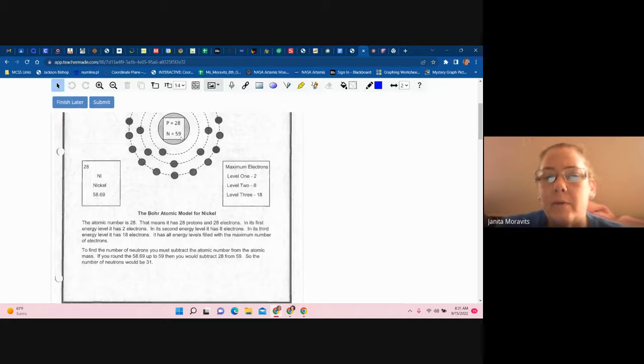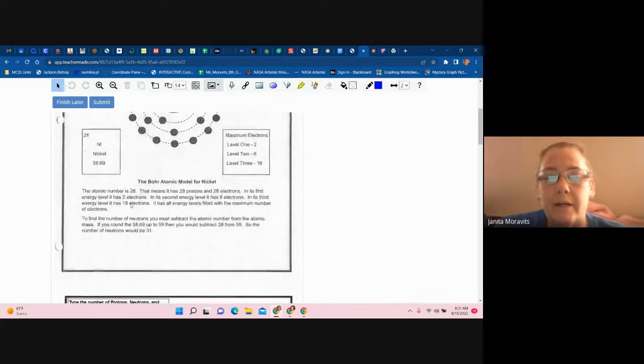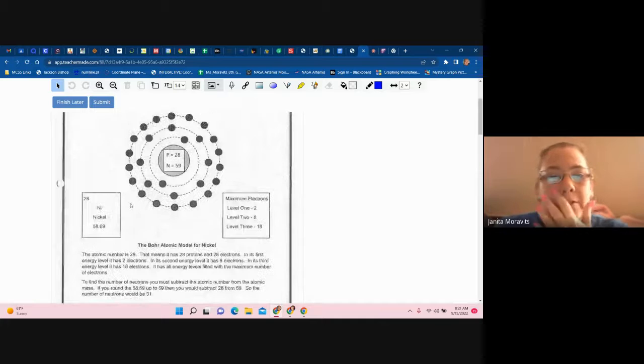I don't know why they put n equals 59 up here. That's not right. The number of neutrons would be 31. So that's a mistake on here. I'll fix that at another time. But anyway, all right. Also, you have to put your electrons out there. If you have 28 protons, then you have 28 electrons.